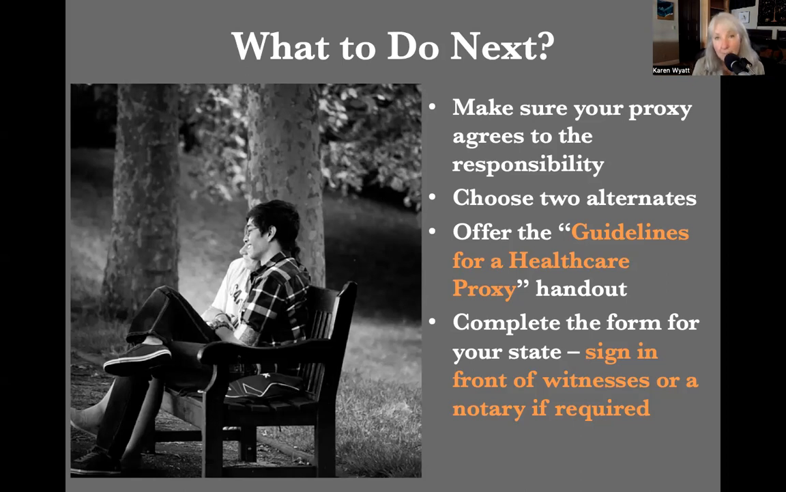And so first of all, make sure they agree and that they're willing to do it. You have to have a detailed conversation with them about your wishes and what you want, so you can make sure they agree with you and that they understand that. Again, choose 2 alternates just in case, if you have to, at least 1 alternate, but 2 if possible. You can give whoever agrees to do this for you, as I said, my handout, the guidelines for a healthcare proxy, so they can keep it and refer to it.